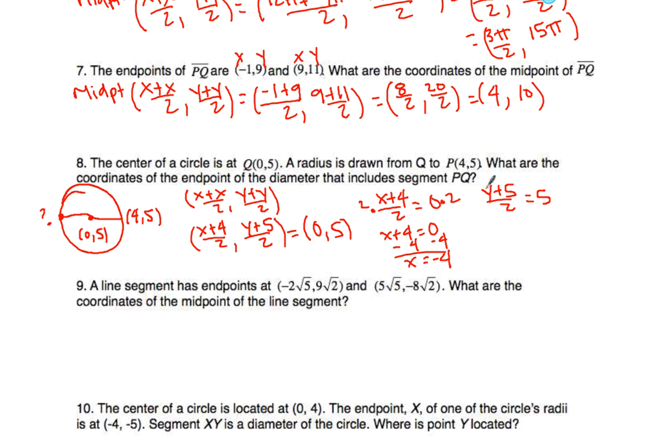Over here, to get y by itself, you multiply both sides by 2. So you get y plus 5 equals 10. Get y by itself, subtract 5 on both sides. So you end up with y equals negative 5. Oh, positive 5. Y equals positive 5. So your endpoint for the other side of the diameter is going to be negative 4, positive 5.